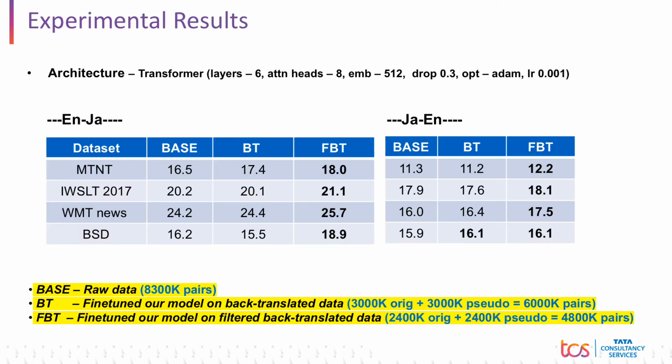Coming to the results on the open domain datasets, we evaluated our open domain NMT model on several publicly available datasets such as MTNT, IWSLT 2017, WMT News, as well as the BSD datasets. As we can see from the table, the filtered back translated model outperforms both the base as well as the back translated models in both language pair directions.